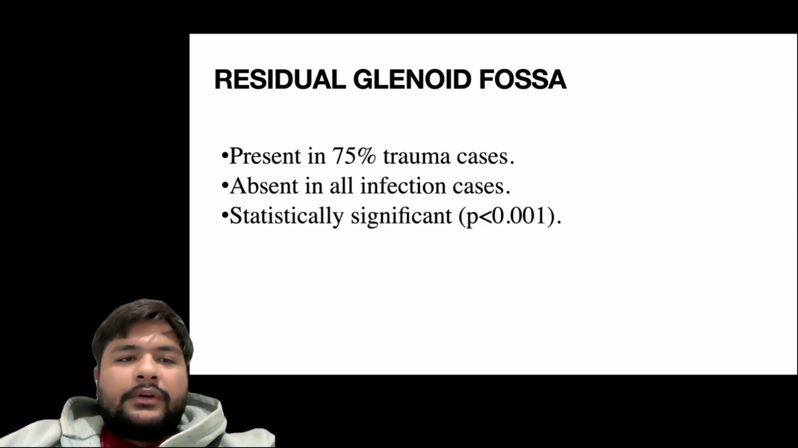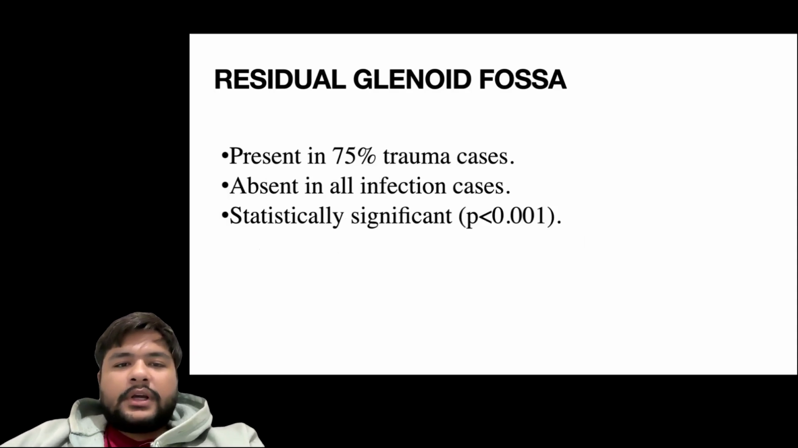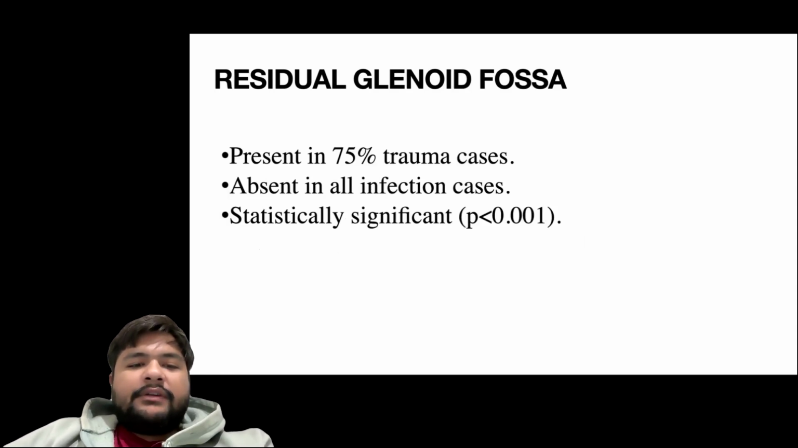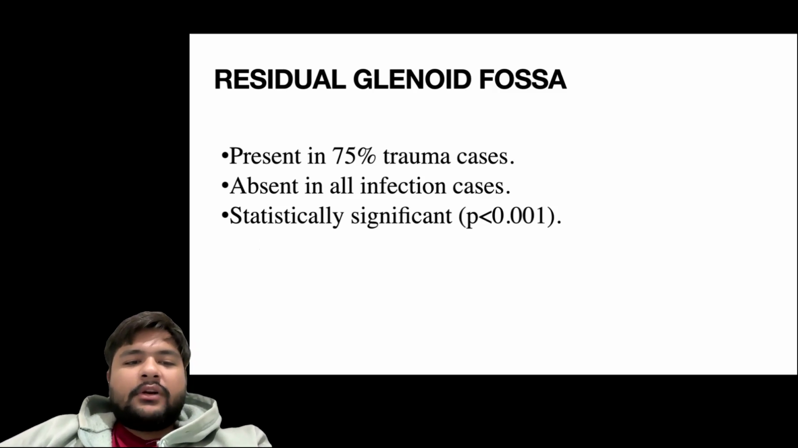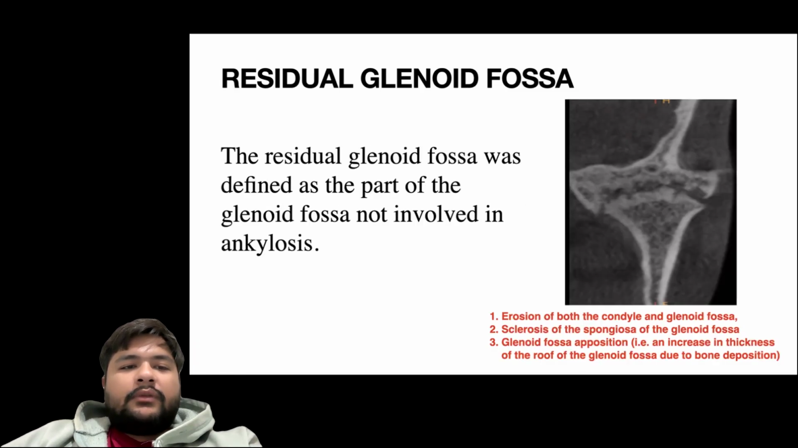Now coming to the residual glenoid fossa. The residual glenoid fossa was present in 75% of the trauma cases and absent in all infection cases. It was also statistically significant, p less than 0.001. Then what is the residual glenoid fossa? Similarly to the residual condyle, the residual glenoid fossa was defined as the part of the glenoid fossa not involved in ankylosis.